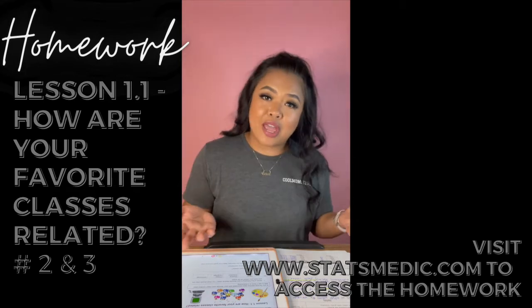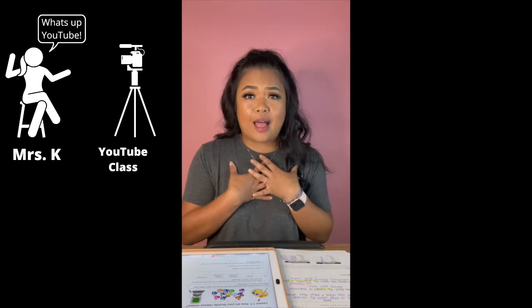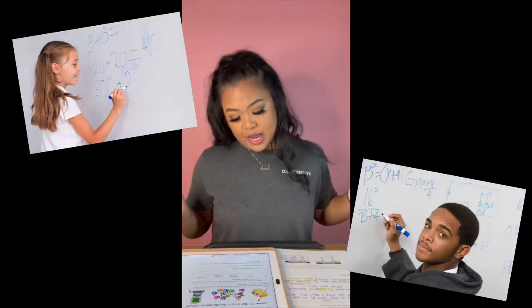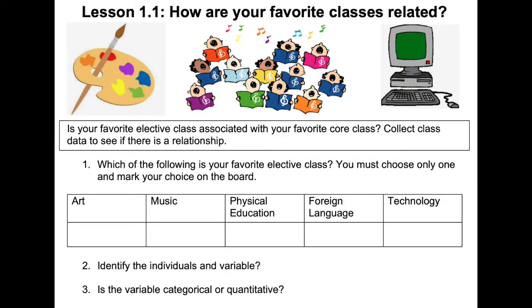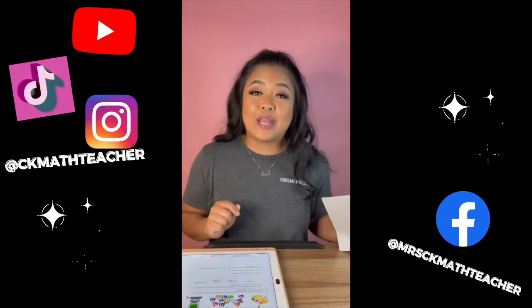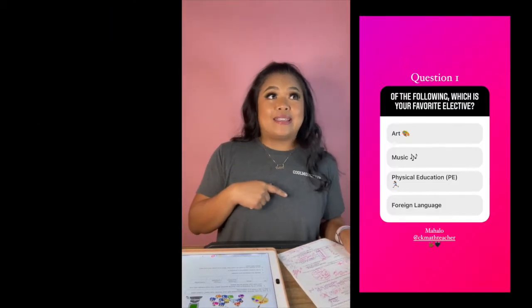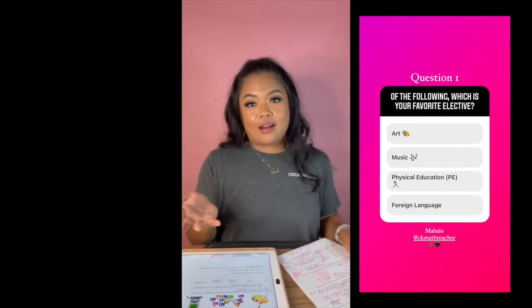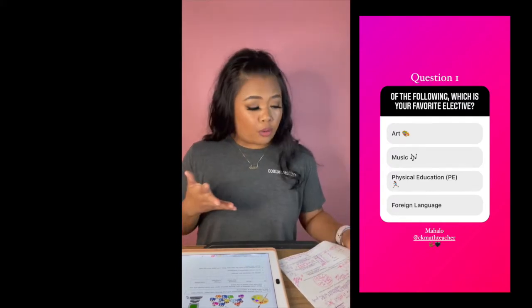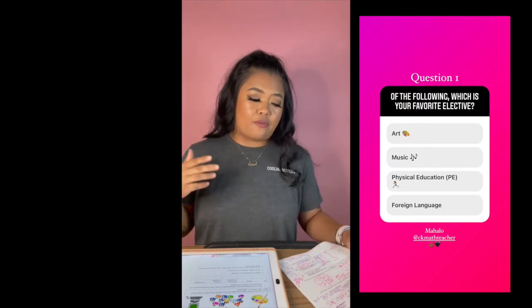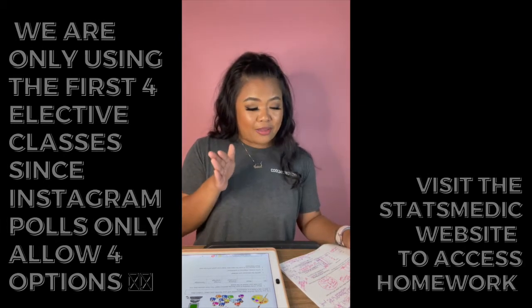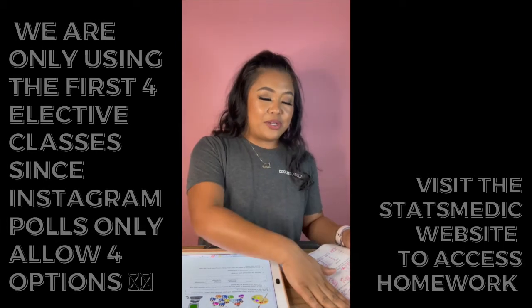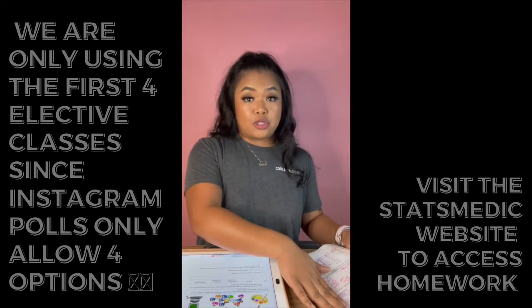The reason why you can't do number 1 is because I don't actually have a class. I would ask the kids to go up to the board and put a tally on their favorite elective class between art, music, PE, foreign language, and technology. But because I don't have a class, what I did instead was I put a poll on Instagram and I asked my friends on there what their favorite elective was between the 4, art, music, physical education, foreign language, because Instagram doesn't allow 5 choices. So if you're on my online YouTube channel, I will not be including technology on here, so I just scratched that out, put total instead.